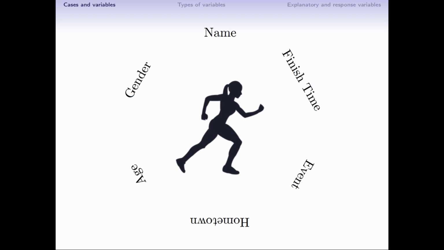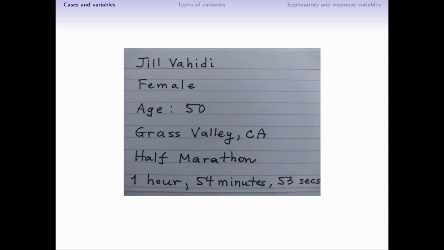Okay, now, how are we going to imagine collecting and presenting this information? So here's one simple way, right? We could imagine that at the end of the race, each runner has an index card associated with them, right? So, for instance, we've got Jill Vahidi. She's a female. She's aged 50. She's from Grass Valley, California. She ran the half marathon, and she finished with a rather respectable 1 hour, 54 minutes, and 53 seconds.